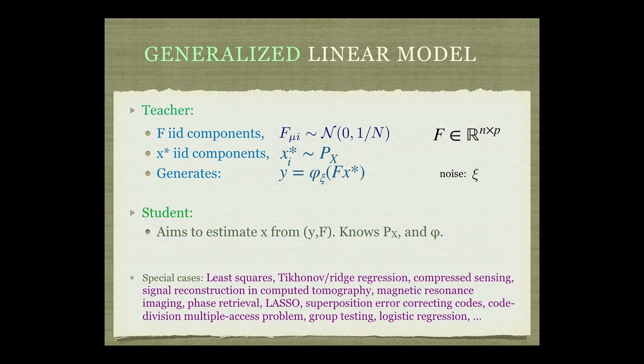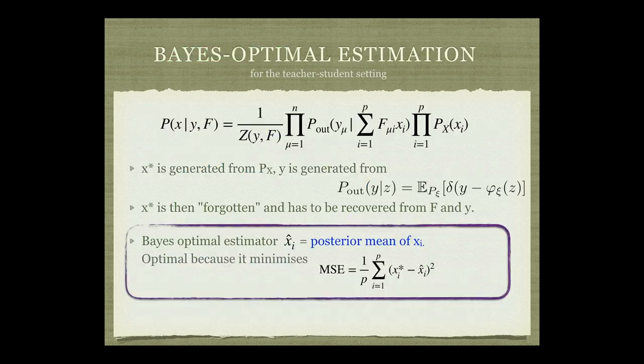Okay, so formulated like that, it can seem a bit abstract, but here I just list a set of problems that, if you know some of these keywords, can be formulated in this way. So anything from compressed sensing and ridge regression, phase retrieval, superposition error correcting codes and information theory, some problems in group testing when you test blood of people. So really, a long list of problems can be modeled or represented in this way. So this generalized linear model is really useful.